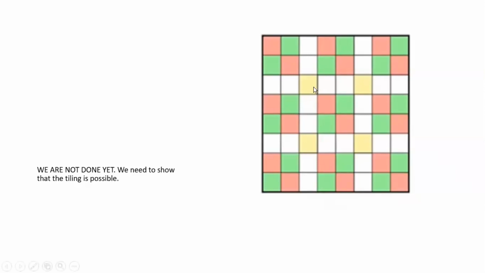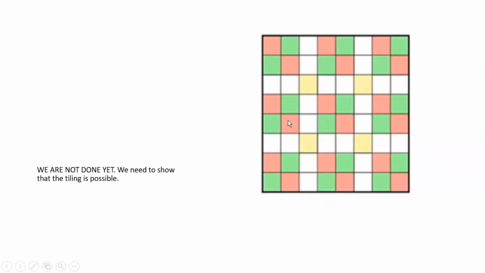So the unit square, as Arnav had claimed, the yellow squares are the ones where the unit tile has to be placed. So I guess we approached it in a different way.